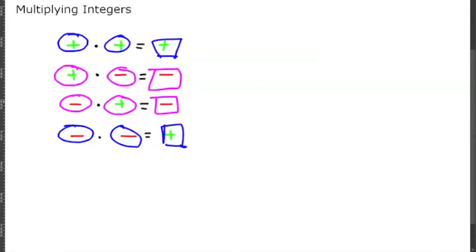Now let's look at a few examples. Let's say I have 2 times 3. We know 2 times 3 is 6. A positive and positive will give us a positive. 2 times negative 3, still going to be the same number, 6, except it's a positive times a negative, which we know will give us a negative answer.